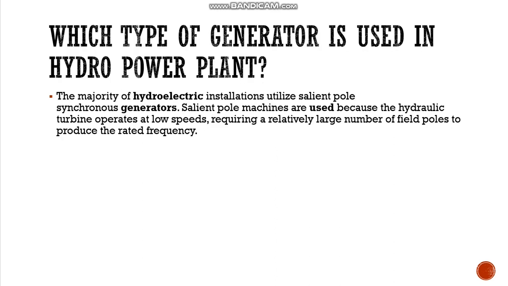Next, which type of generator is used in a hydro power plant? The majority of hydroelectric installations utilize salient pole synchronous generators. Salient pole machines are used because the hydraulic turbine operates at low speed, requiring a relatively large number of poles to produce the rated frequency.